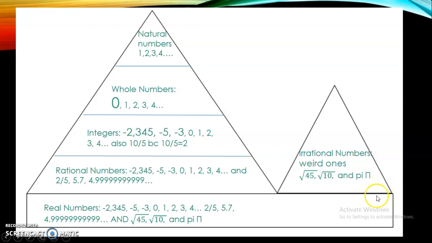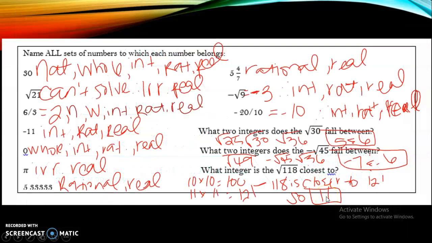And then we're going to jump down to the very bottom category, which was the real numbers. So that's encompassing all of the numbers above it. So that's including the rational numbers, the irrational numbers, the integers, the whole numbers, and the natural numbers. And those are all the different categories that we can identify a number as. So we got 1, 2, 3, 4, 5, 6 different categories.